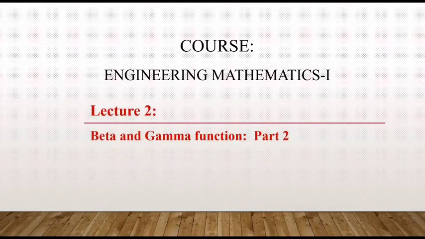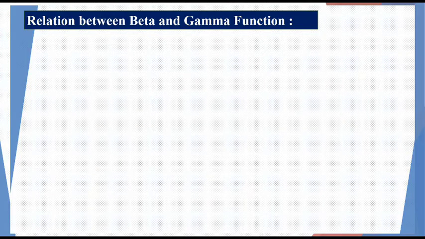Welcome all. This is lecture number 2 on the topic beta and gamma function part 2. In this lecture we will discuss the relation between beta and gamma function and other properties, and some examples based on these two functions. So what is the relation between beta and gamma function? Beta(m, n) can be rewritten in the form of gamma function as gamma m into gamma n upon gamma (m plus n).